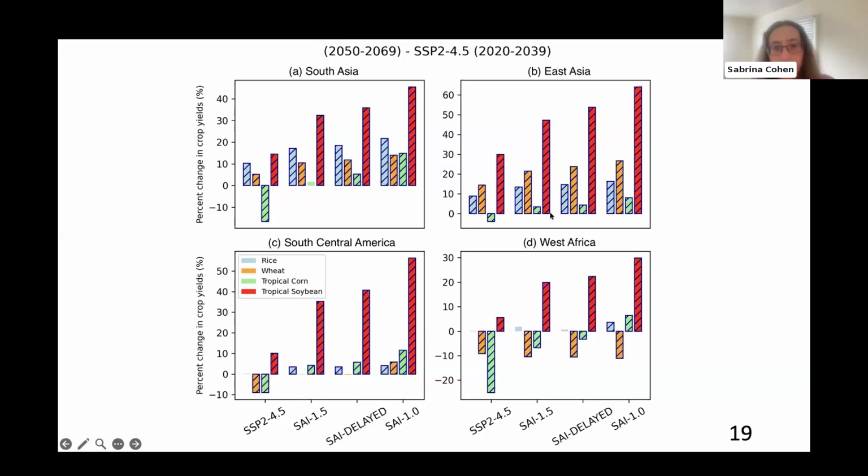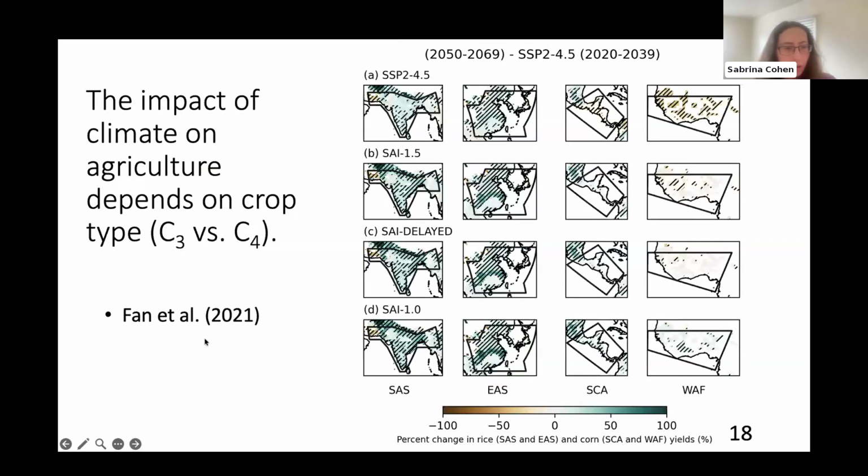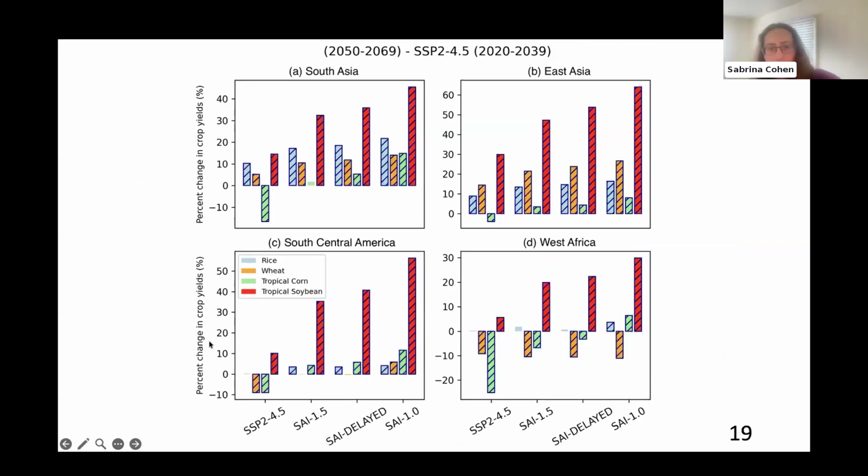One exception: you'll see here the red bars are tropical soybean. If I go back to this paper right here, Fan et al. 2021, they explain that in this model the soybean result is biased. Soybean is projected to increase more than it actually would. There are certain physiological processes that would prevent this that are not incorporated into the model. So that's why soybean yields increase and are so high here.